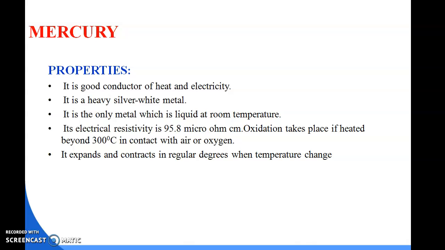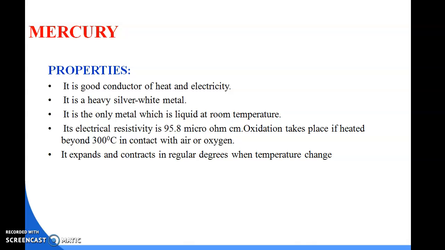Mercury. What is mercury? Mercury is a good conductor of heat and electricity. It is a heavy silvery white metal. It is the only metal which is liquid at room temperature. That means it is a special characteristic.